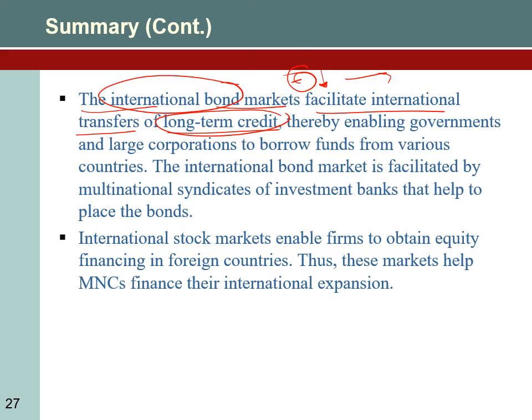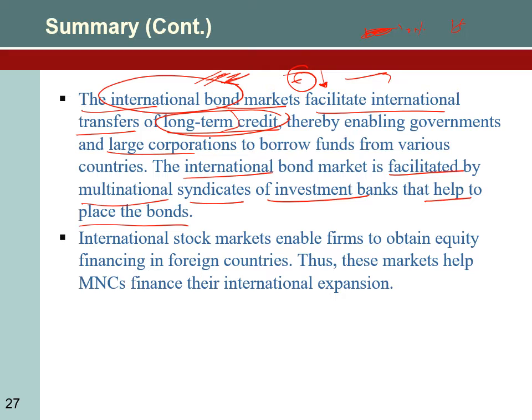So that's why the international bond market transfers these kinds of risks, and these are long term, because international bonds are issued for like 1 to 10 years, 10 years, 15 years, 20 years. Governments need these kinds of funds for long term purposes, also the large corporations. The international bond market is facilitated by multinational syndicates of investment banks, and that helps to place the bond.